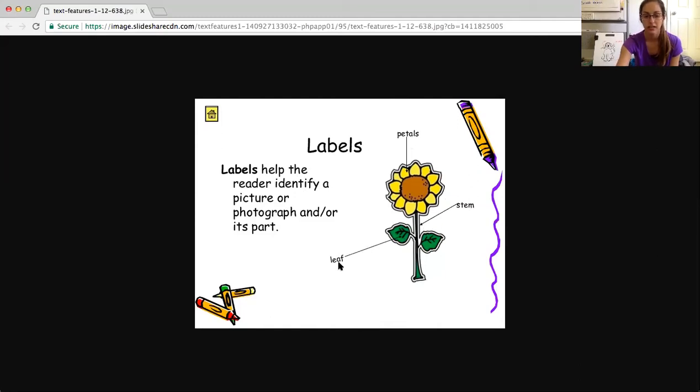So if we take a look here at leaf and we follow this line, it will point to a leaf for us. If we take a look at the word stem and then follow the line, we can see that it is pointing to the stem in the flower. Then we have the word petals. That's another label. If we follow the arrow, we can see that it is pointing to an example of a petal. So labels are really helpful in nonfiction text because it will help us look at a picture that we might not understand and let us know the names of the different parts of the picture.